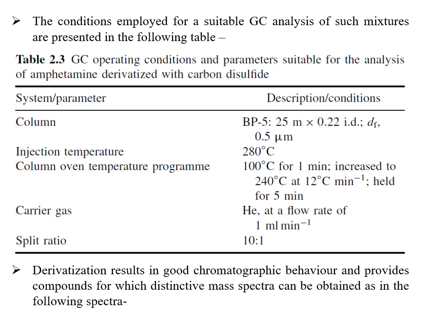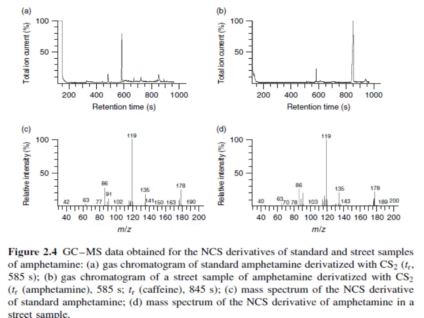This is the basic requirement for a gas chromatographic instrument which is used for the analysis of amphetamine. The column which is used is of BP5 type, which is 25 meters in length and 0.22 millimeter inner diameter. The injection temperature is 280 degrees Celsius. The column oven temperature is 100 degrees Celsius for 1 minute, which is increased to 240 degrees Celsius at 12 degrees Celsius per minute, which is held for 5 minutes. The carrier gas which is used for the analysis is helium at a flow rate of 1 ml per minute.